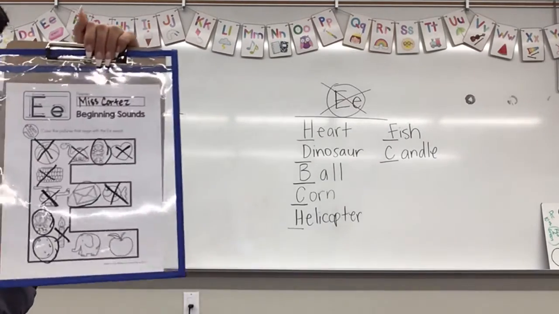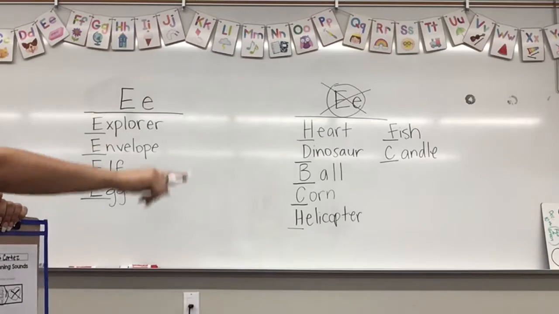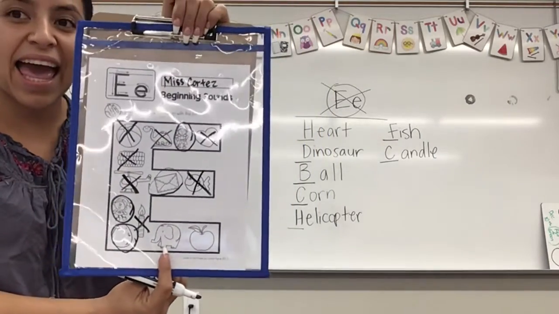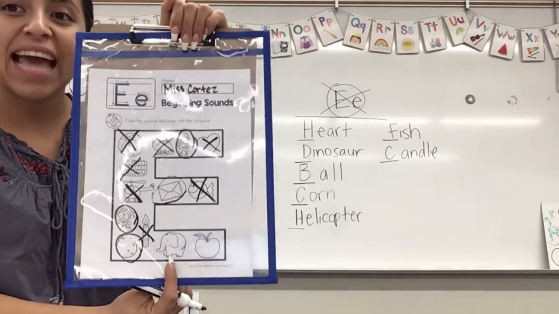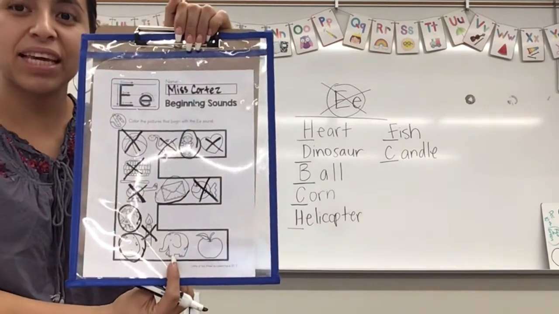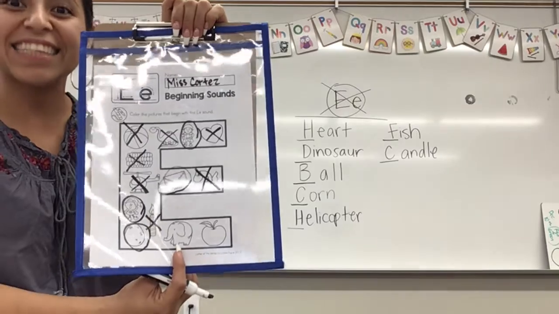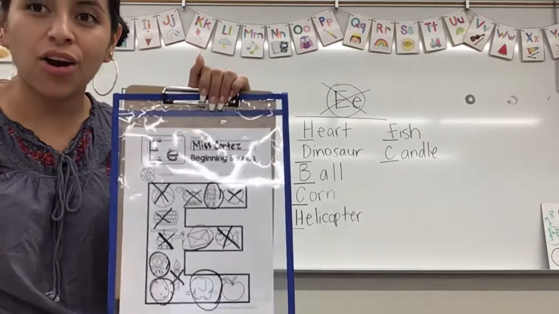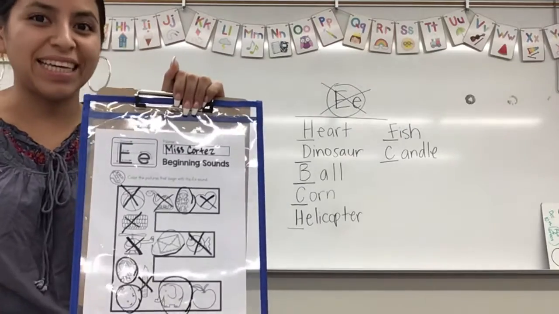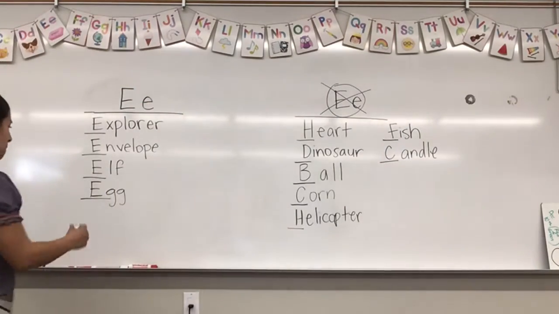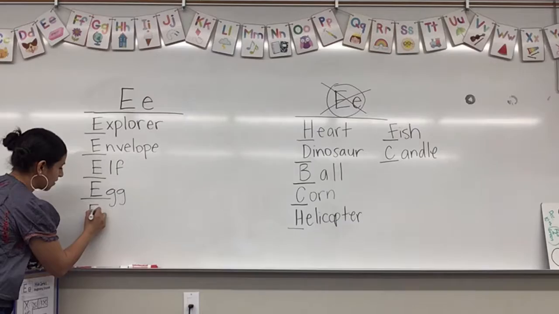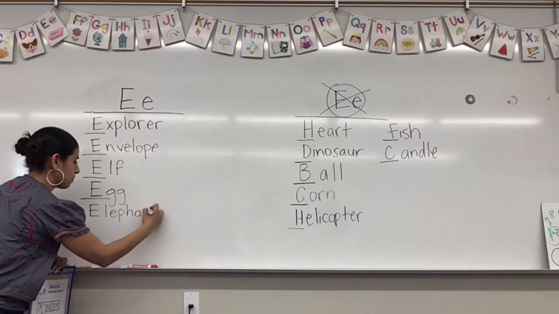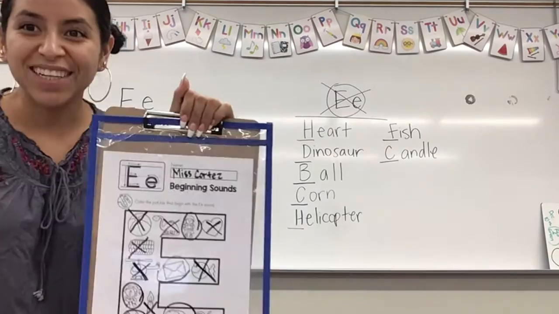All right, TK. Our list is getting pretty big. Do you see it? All right, let's see if we can find some more things that begin with the E sound. Does elephant begin with the sound? It does, right? So I'm going to circle my elephant, and I want you to color it on your side because it does begin with the E sound. I'm going to write it on my board.